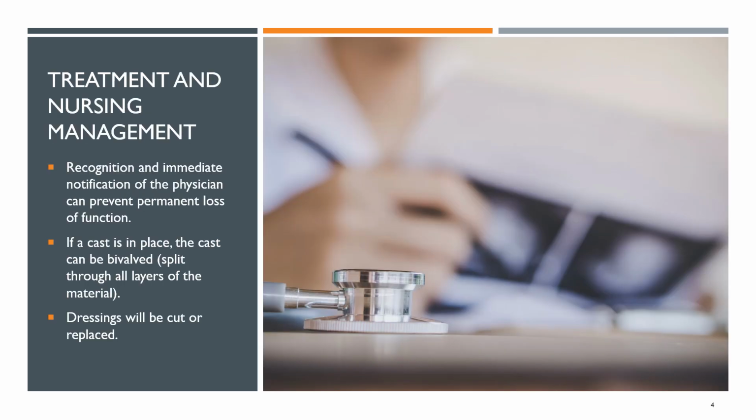So treatment and nursing management in compartment syndrome is you recognizing and immediately notifying. When you see those 6 Ps change and they're not falling within the parameters that they should, you have to let someone know right away or that person is going to lose function or possibly lose their leg. If there is a cast in place, they bivalve it, like cut it open, and they may actually cut open into the skin. If it's a dressing, they may have you cut it off. It can always be replaced.